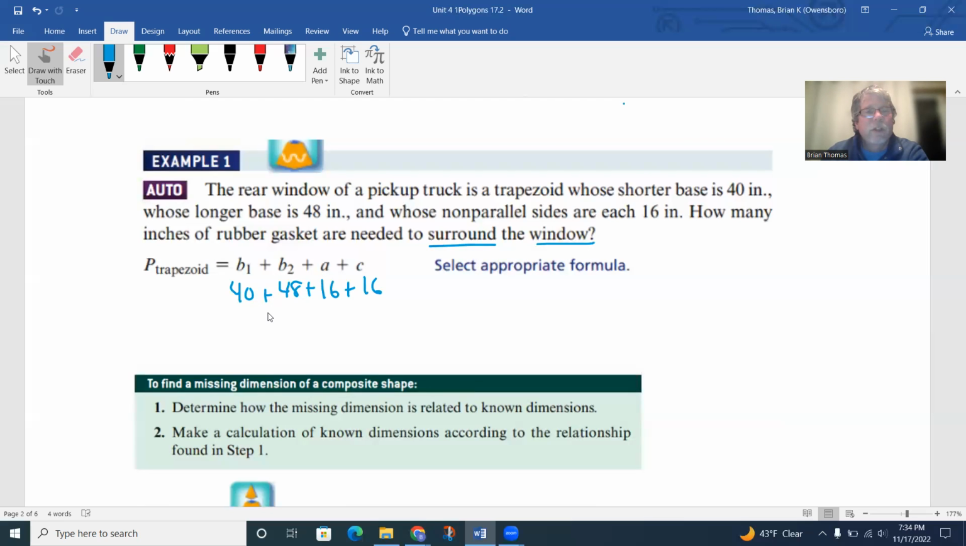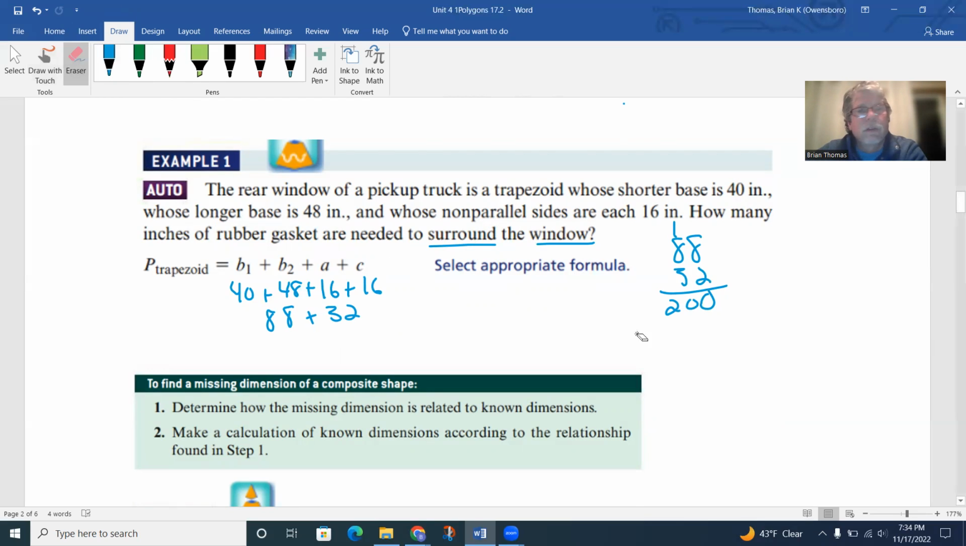So 40 and 48 would be 88. 16 and 16 would be 32. So we have 88 and 32, which is 120. I didn't write 120 though. I wrote 200, didn't I? So 120 would be our answer there. 8 plus 2 was 10, carry the 1. That's 120. And since this is in inches, our unit of measurement would be inches.